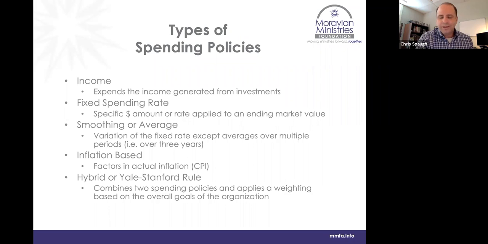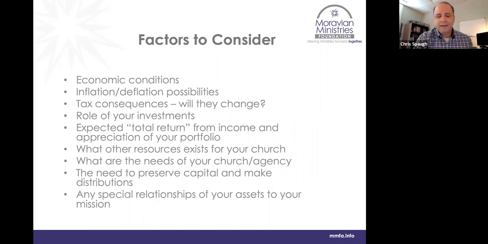You have the hybrid. This is sometimes also called the Yale-Stanford rule, used by those universities. It combines two spending policies and basically takes an average of those policies and compares those together for your spending rates. So spending rates can be very easy. They can also get very complicated. And again, your foundation's here to help set those spending rates. Again, factors to consider when you set a spending rate. You've got to look at economic conditions, what's going on in the world around you. Are there extreme pressures, expectations for something to go in the opposite direction of what's currently happening?